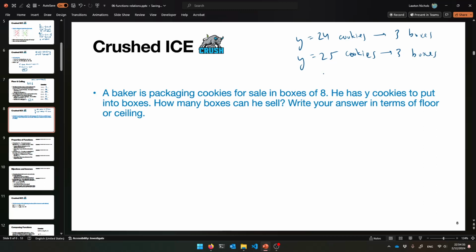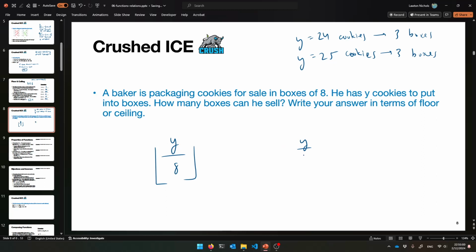You're going to have 1 left over and you can't put it anywhere. So maybe you waste it, maybe you eat it yourself or something. But you see how it's essentially dividing by 8 and it's rounding down. See that? So the answer is going to be take your input cookie number, divide it by 8, and whatever answer you get, you're going to chop off the decimals because you can't have fractional boxes of cookies. You're flooring it. Does that make sense?